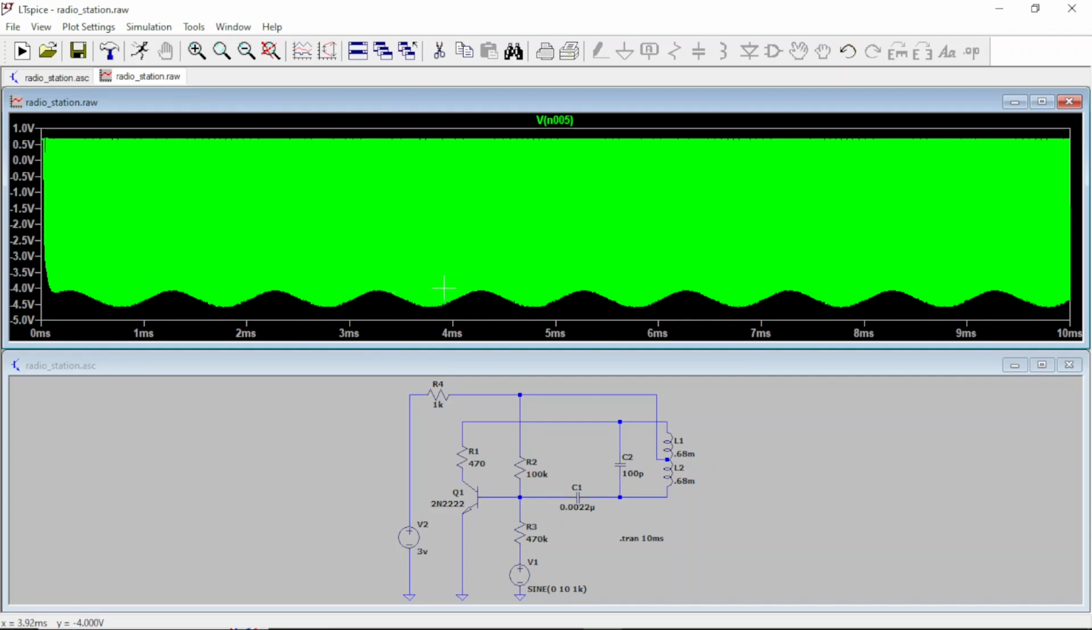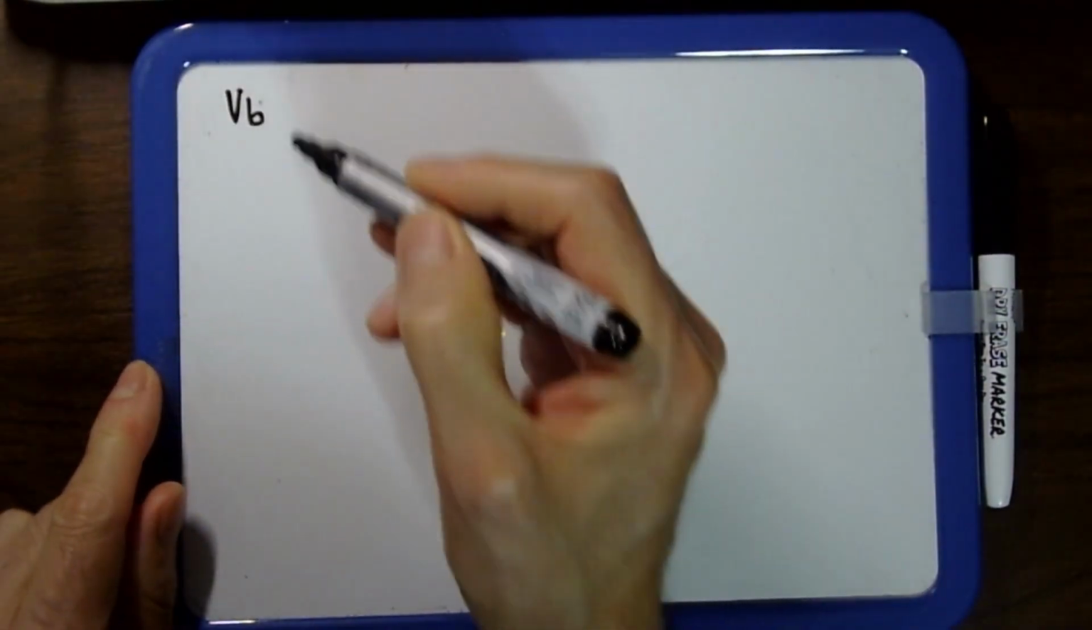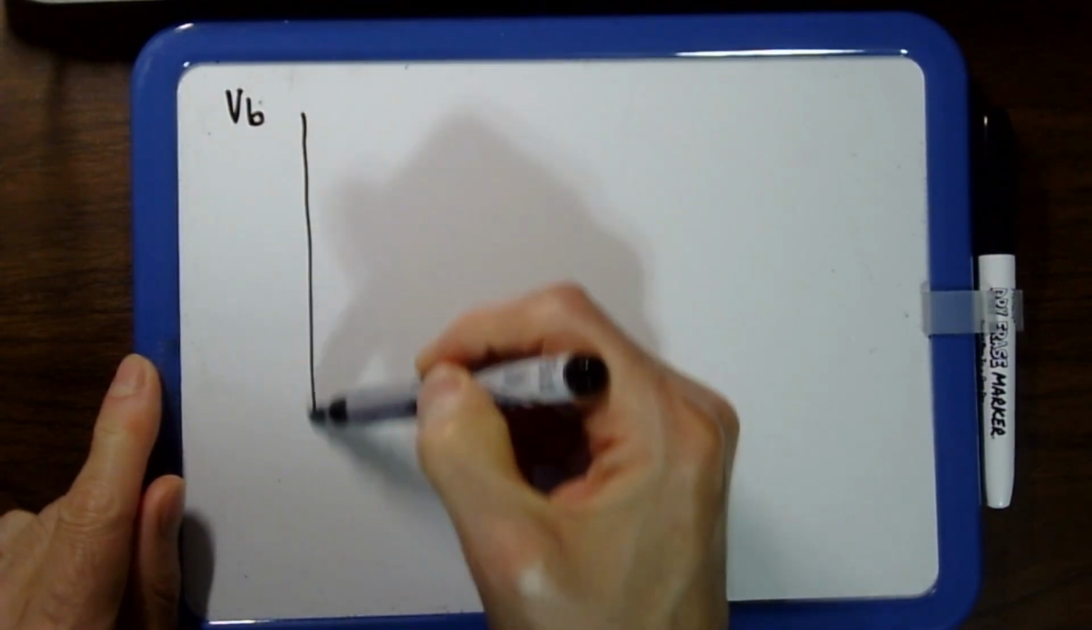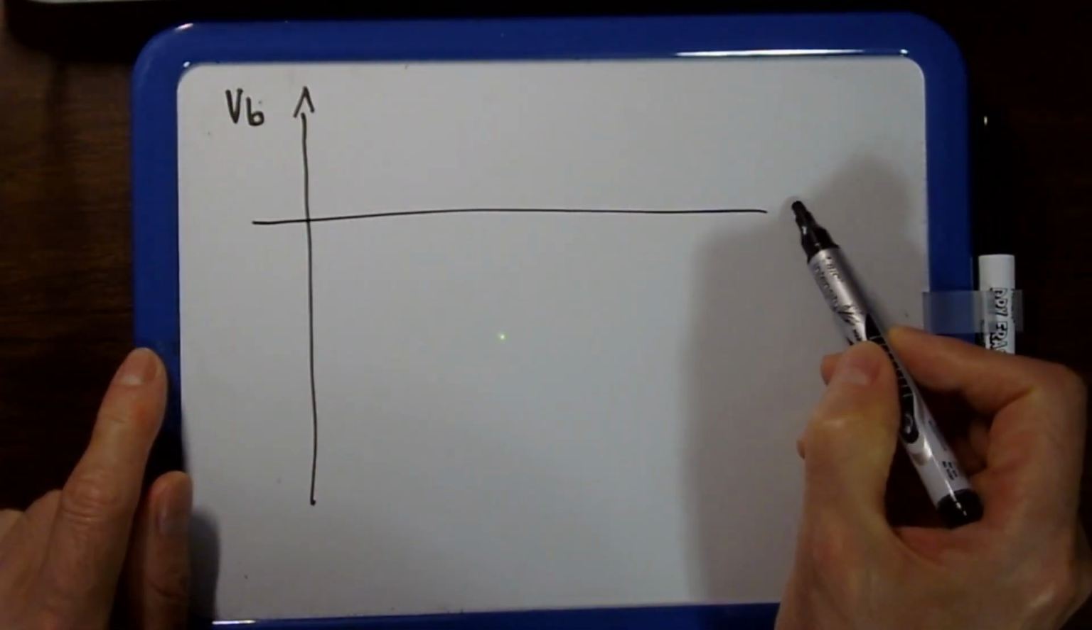So why do we get this? Why do we get this? Let's see if I can explain why it looks like that. I'm going to have to switch to the whiteboard. Okay, so I'm back with my whiteboard, and let's plot VB. So it looks like that. So let's put the 0 line.